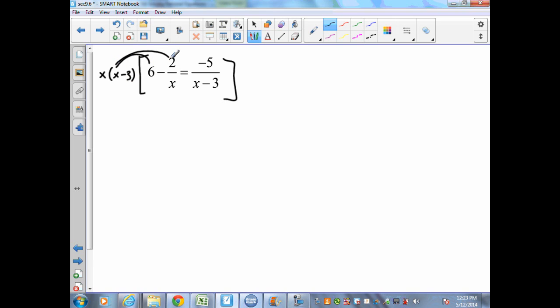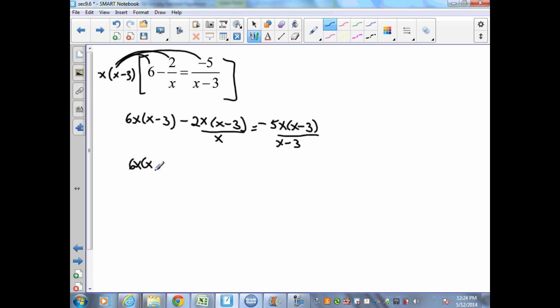And I'll distribute through each term on each side. This gives me 6 times 1x, so 6x times x minus 3, and that is over 1, so I don't need to put that over anything. A negative 2 times 1 is a negative 2x times x minus 3 over x. And finally, a negative 5 times 1 is a negative 5x times x minus 3 over x minus 3. Now, we could have simplified in our heads, but I want to show you how this would look. When I bring everything down and simplify, 6x times x minus 3. The x's will cancel. Gives me a negative 2 times x minus 3. And the x minus 3's cancel. And that leaves me with a negative 5x.